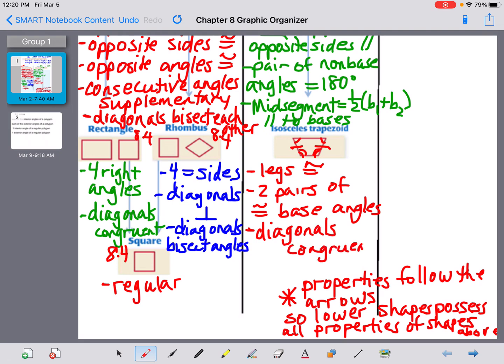Okay, so everything we listed about the regular trapezoids above it, one pair of opposite sides parallel, that's still true. Non-base angles add up to 180, that's still true. Mid-segments 1/2 base 1 plus base 2, that's still true. But we add these specifics now to an isosceles: the legs are congruent, two pairs of congruent base angles, and diagonals are congruent.